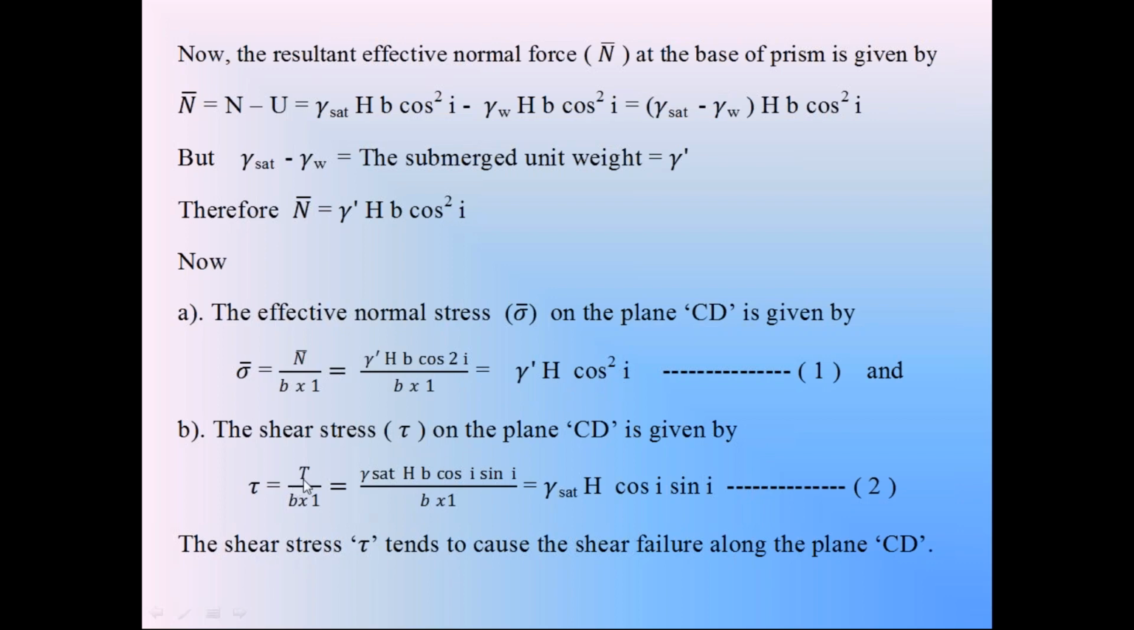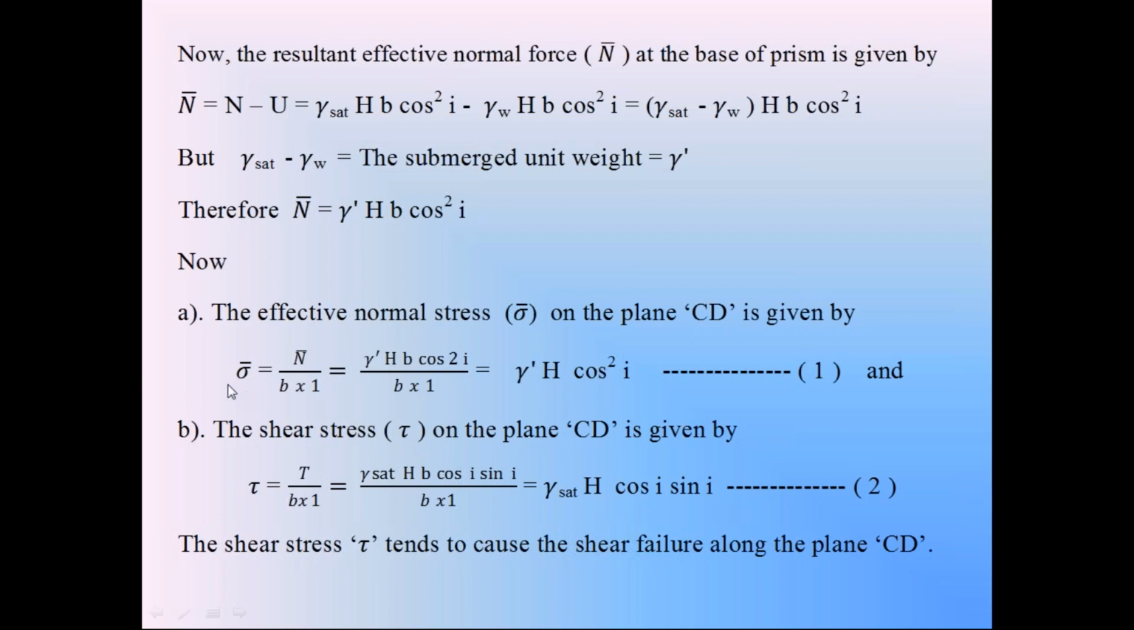Because of the tangential component T, the shear stress developing in the side slope, that shear stress causes the failure. So this shear stress tau is equal to tangential component T divided by area of the surface CD, B into 1. Tangential component is gamma saturation HB cos i into sin i divided by B into 1. So this shear stress tau is equal to gamma saturation H into cos i into sin i.